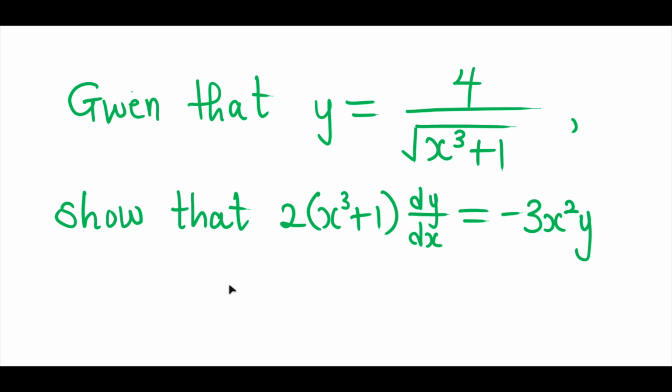We are still learning how to differentiate implicit functions. We have been given an explicit function, and we have to show that 2 multiplied by (x cubed plus 1) dy/dx is equal to negative 3x squared y.